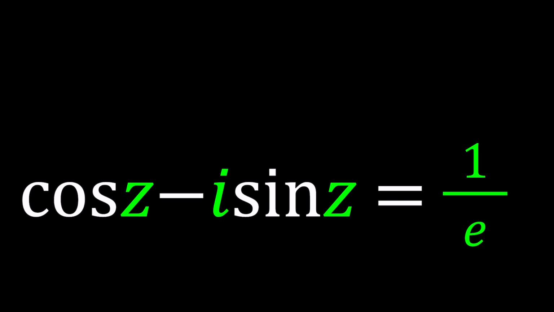This channel is all about complex numbers, and in this video we're going to be solving an interesting trigonometric equation with complex numbers. We have cosine z minus i sine z equals 1 over e, and we're going to be solving for z values. What else could you solve for, right? z is a complex number, and what does that mean?